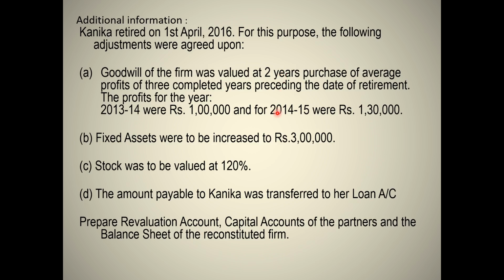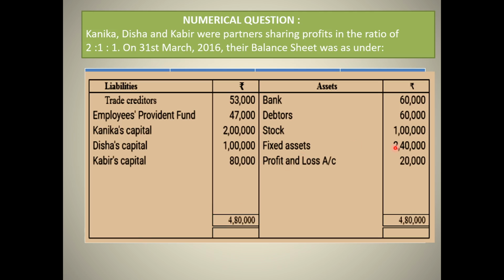That will give the total firm's goodwill, and from that we will find the retiring partner's share of goodwill. The retiring partner's ratio is provided as 2:1, so 2 by 4, that is half, will be the retiring partner's share. So this is the first adjustment. Now the second adjustment: fixed assets are to be increased to rupees 3 lakhs. The fixed asset value here is 2,40,000, which is increased to 3 lakhs. Therefore there is a 60,000 increase.